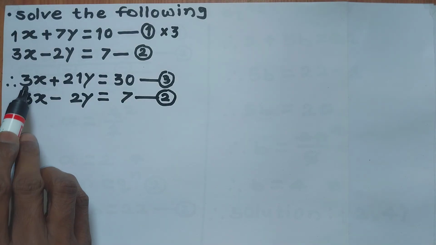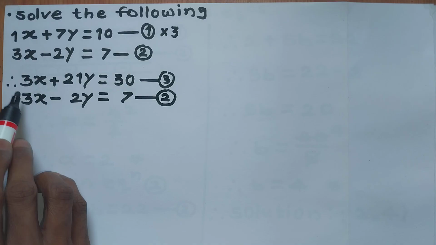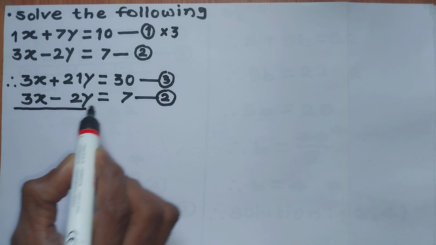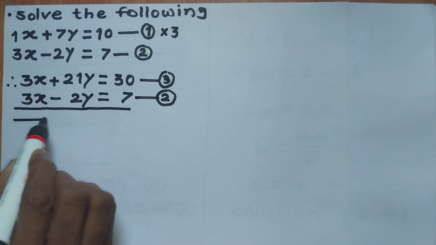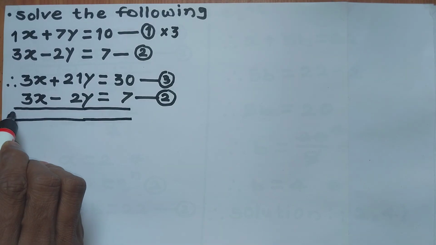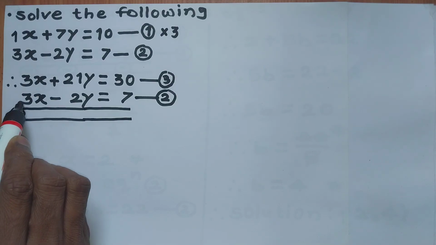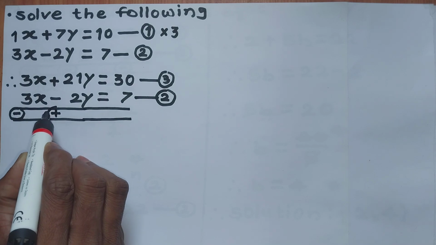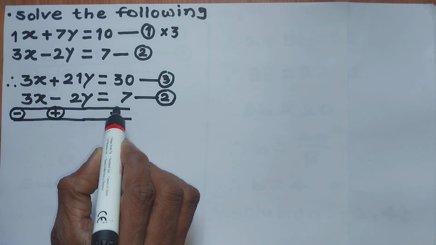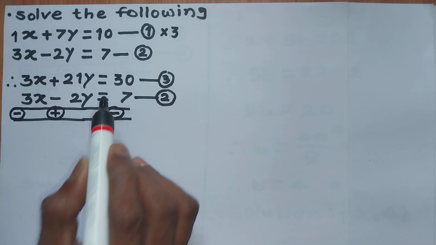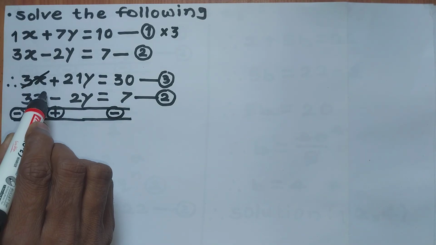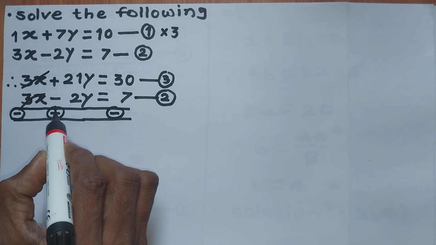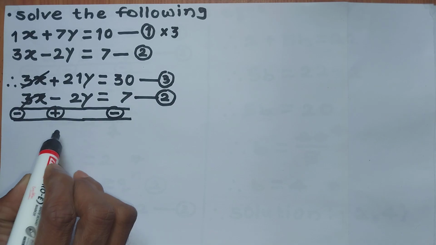Now here the coefficients are equal as well as their signs are also the same. When signs are the same, then by subtraction. Here we write minus because the sign of this 3 is positive. Here minus, so here becomes plus, and here also becomes minus because here plus. Now here plus 3x and minus 3x cancel. Therefore 21y plus 2y, forget this minus.